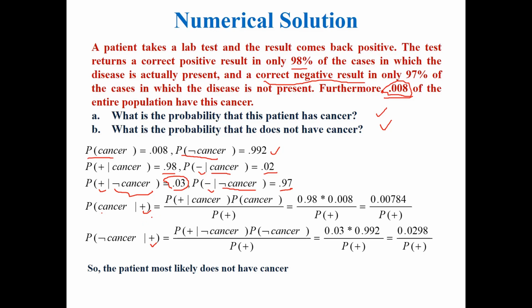Okay, so the probability of having cancer given that the test is positive will be equal to the probability of having a positive result given that it is a cancer, multiplied by the probability of having cancer, divided by the probability of a positive result. Okay, now what is the probability of not having cancer given that it is a positive test? It will be equal to the probability of getting the positive result given that it is not cancer, multiplied by the probability of not cancer, divided by the probability of a positive result.